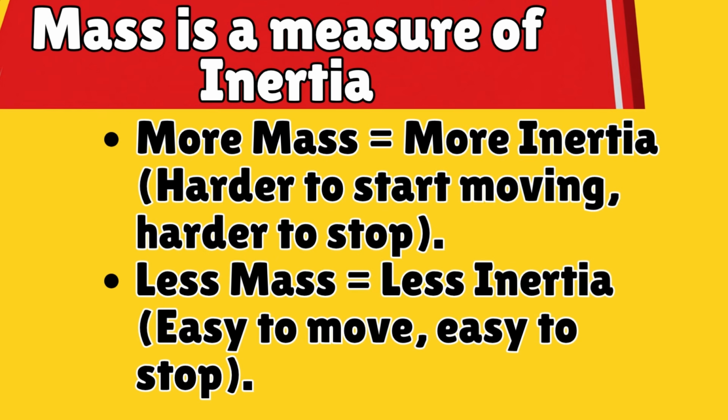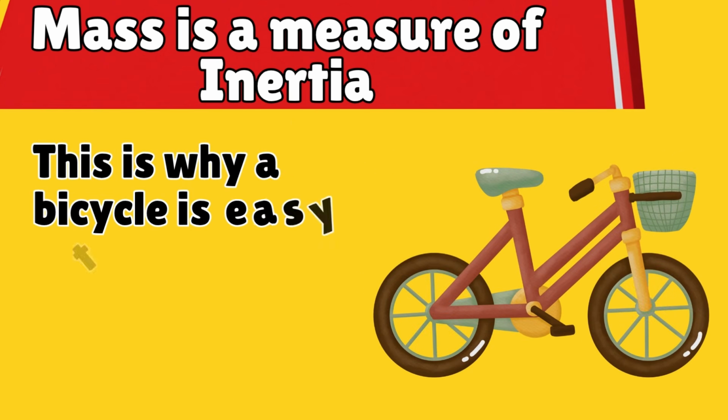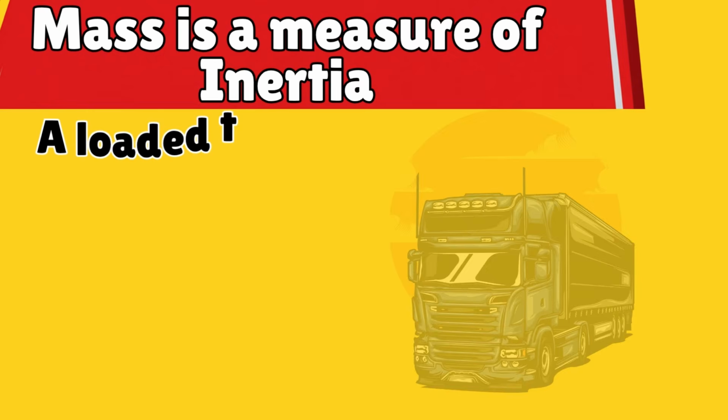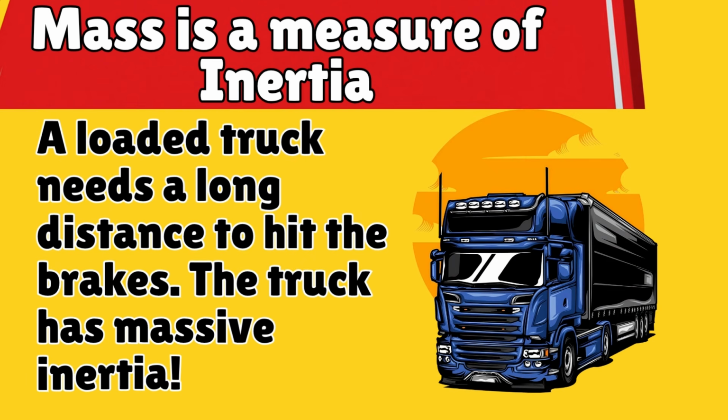Meaning it is harder to start moving, and when it is moving, it is harder to stop. And if an object has less mass, it has lesser inertia. It means that it is easier to move and easier to stop. This is why a bicycle is easy to stop, because it has less inertia. And a loaded truck needs a long distance to hit the brakes. The truck has massive inertia.